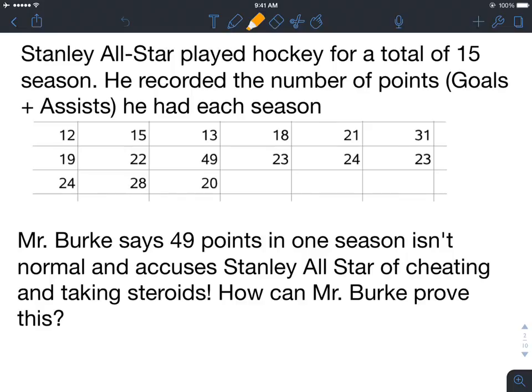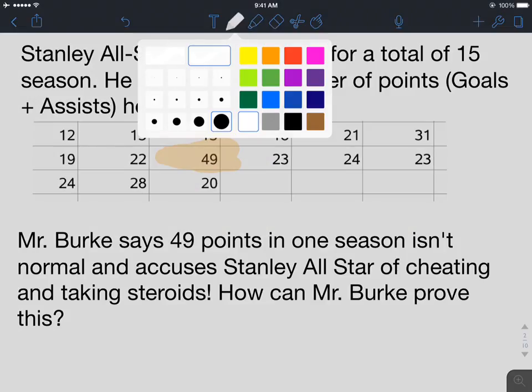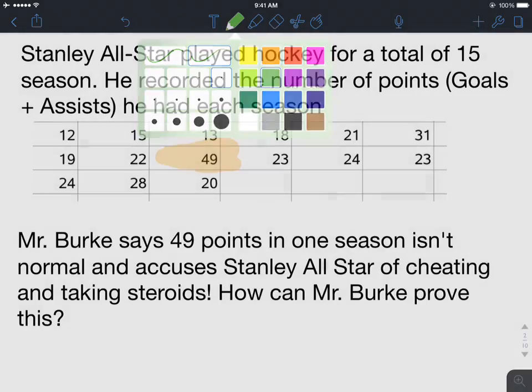After looking at the data, Mr. Burke sees a number, 49, and he exclaims that's way too high. That isn't normal, and then accuses Stanley All-Star of cheating and taking steroids. How can Mr. Burke prove this situation?